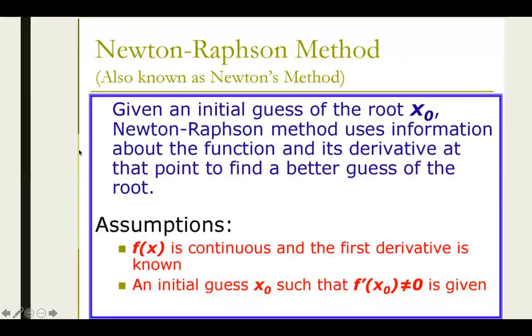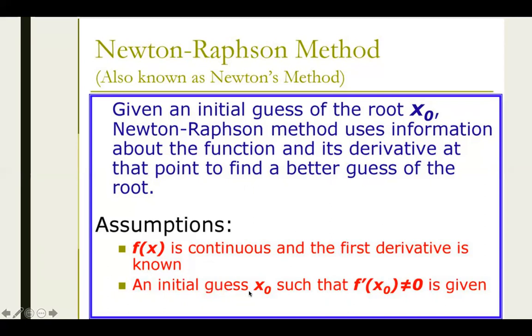In the bisection method, we had two initial guesses. Here we will have only one initial guess, that is x naught, and the function for which we have to find the root. The necessary condition is that the function should be continuous. Only then can we find the derivative of the function, and we also have to find the derivative of the function. So the function must be continuous.